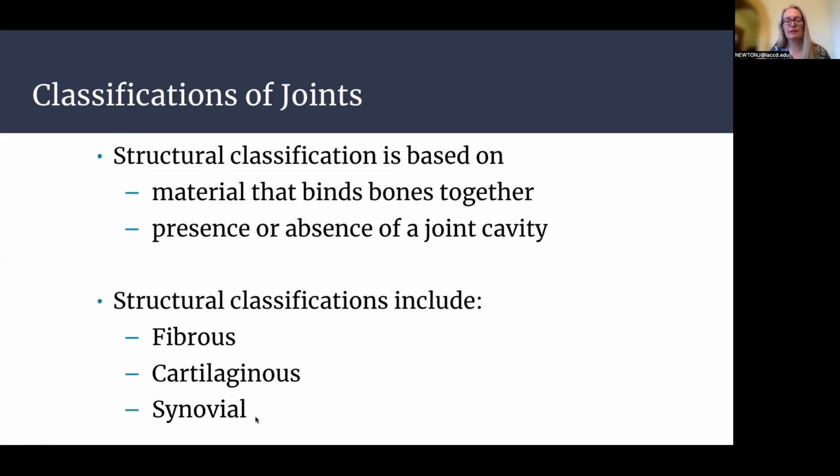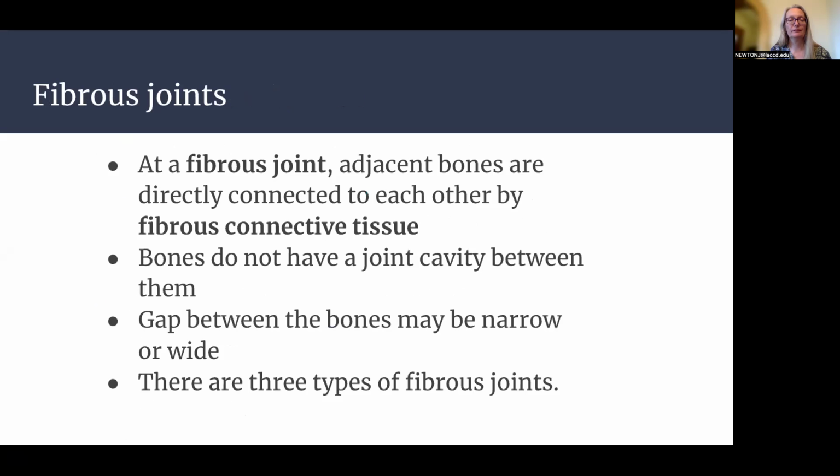So let's look at each of these in more detail. So we'll start with fibrous joints. So at a fibrous joint, adjacent bones are directly connected to each other by fibrous connective tissue. This is going to be connective tissue that has usually a lot of collagen fibers in the extracellular matrix there.